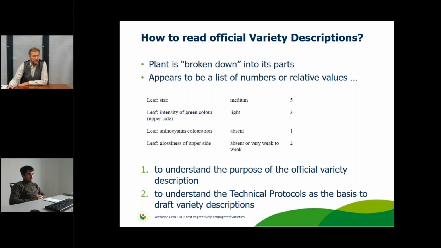How to read a variety description. You will notice that the plant is broken down into its parts, and you will see a list of plant parts and a list of characteristics followed by some relative values and numbers. Seen like this, it is not really meaningful. In order to understand this, you have to consider the purpose of a variety description and have a look at the technical protocol in order to give some meaning to these notes.